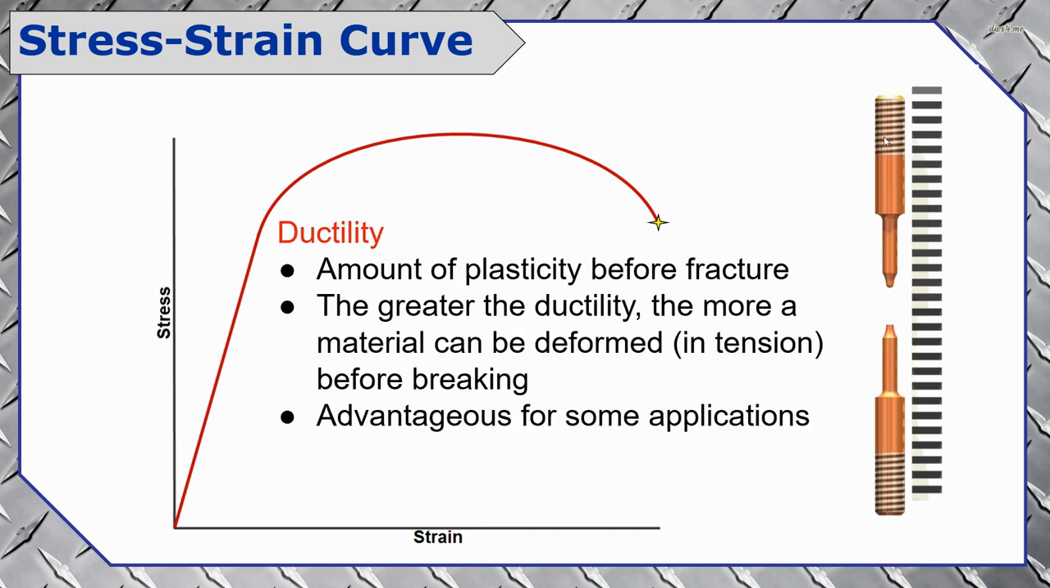The plastic region of the curve tells us a little bit about the material's ductility. Ductility is the amount of plasticity before fracture. In other words, the greater the ductility, the more a material can be deformed in tension before it actually breaks. For a lot of applications, this is actually very advantageous. We usually don't want our materials to just instantly fracture after reaching their yield point. That would be what we'd call a brittle material.